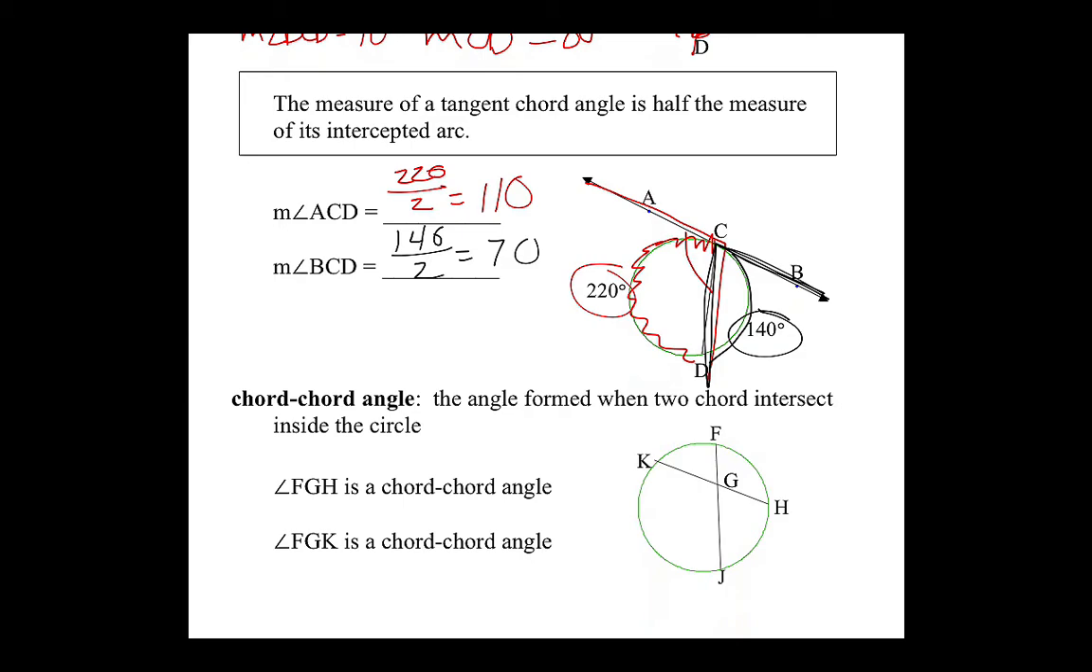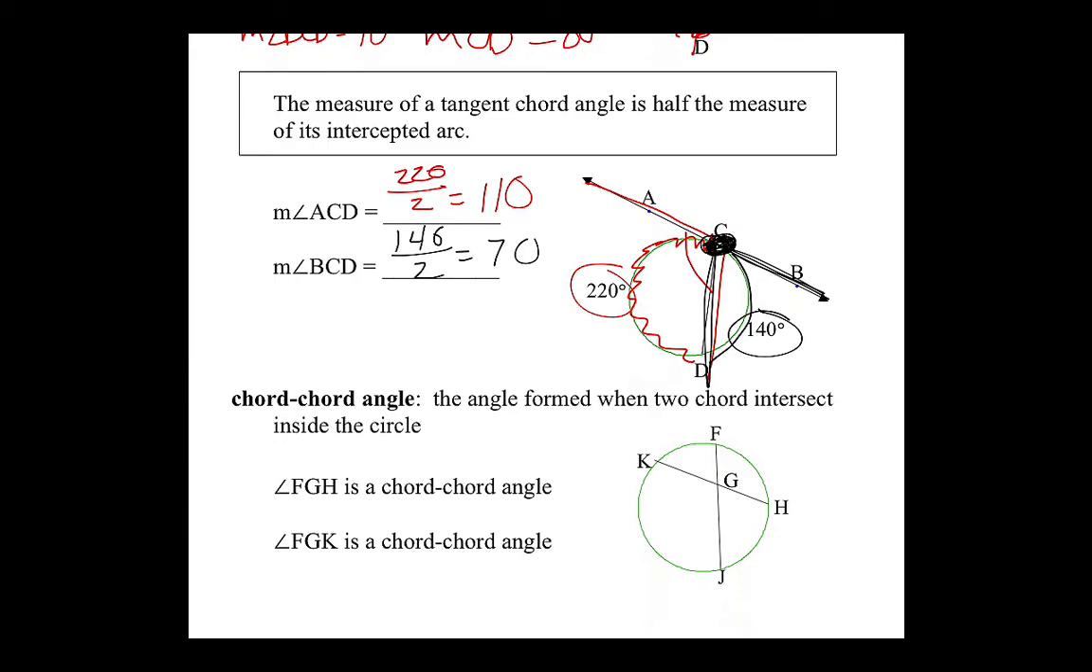What's nice to know is it's exactly like the inscribed angle. The way I think of it is if you have a vertex that is on the circle, the intercepted arc divided by 2 will be the measure of that angle.